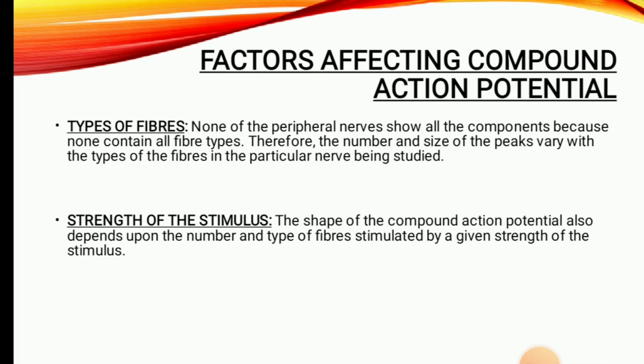Next are the types of fibers. None of the peripheral nerves show all the components because none contains all types of fibers. Therefore, the number and size of the peaks vary with the types of the fibers in the particular nerve being studied. So all the nerve fiber components are present in none of the nerves. So basically, the number and size of the peaks vary with the type of the fibers present.